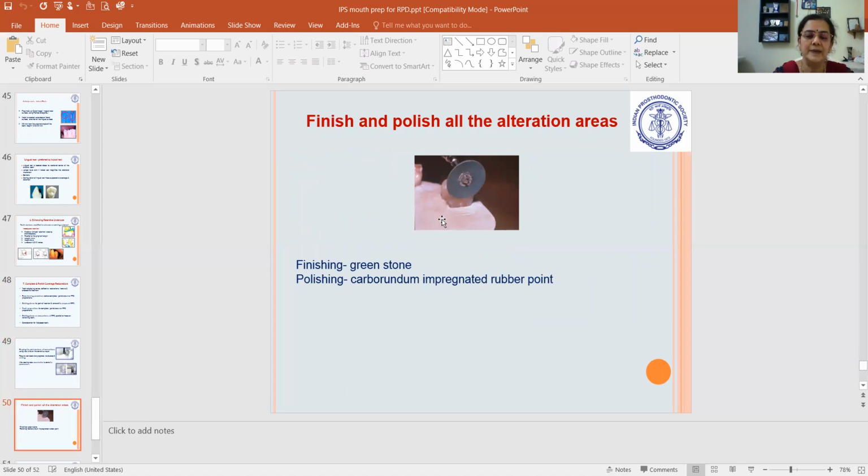Now, after complete preparation, the finishing of all these altered areas is carried out with a greenstone, and polishing is done with a carborundum impregnated rubber point. This finishing is done with a low speed handpiece for rounding the sharp angles and eliminating scratches formed by the diamond burs. Polishing is done by the carborundum impregnated rubber point for smoothing the surfaces so that there will not be any plaque or debris deposited on these teeth.